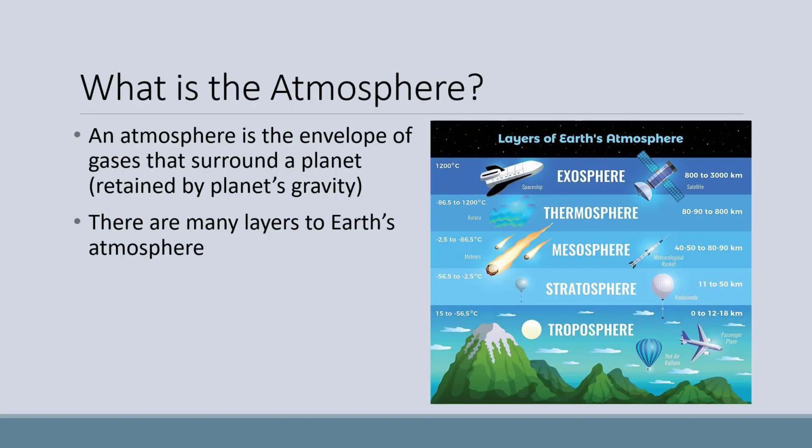But what is the atmosphere? An atmosphere is the envelope of gases that surround a planet, and it is retained by the planet's gravity. There are many layers to Earth's atmosphere. The troposphere is what we interact with. Above the troposphere is the stratosphere, followed by the mesosphere, the thermosphere, and finally the exosphere.